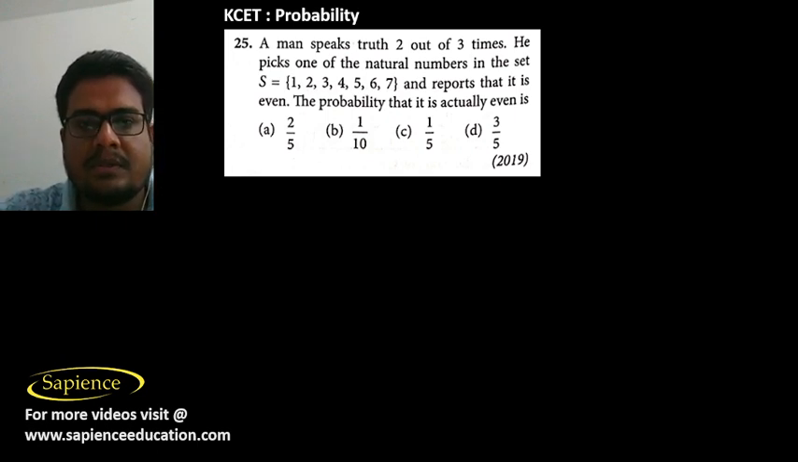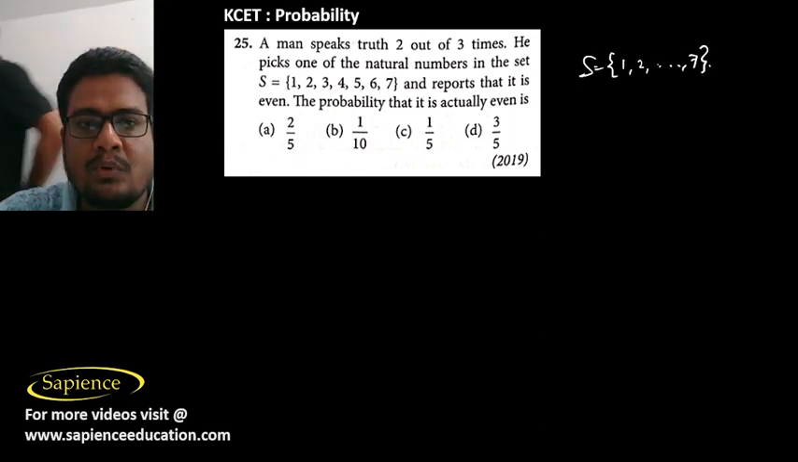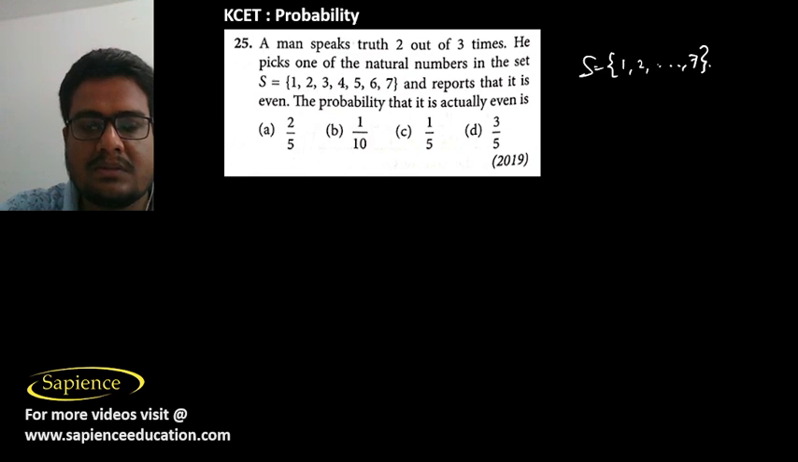So here in question number 25, it is told a man speaks truth 2 out of 3 times. He picks one of the natural numbers in the set S, which is from 1 to 7, and reports that it is an even number. Then the probability that it is actually even is.